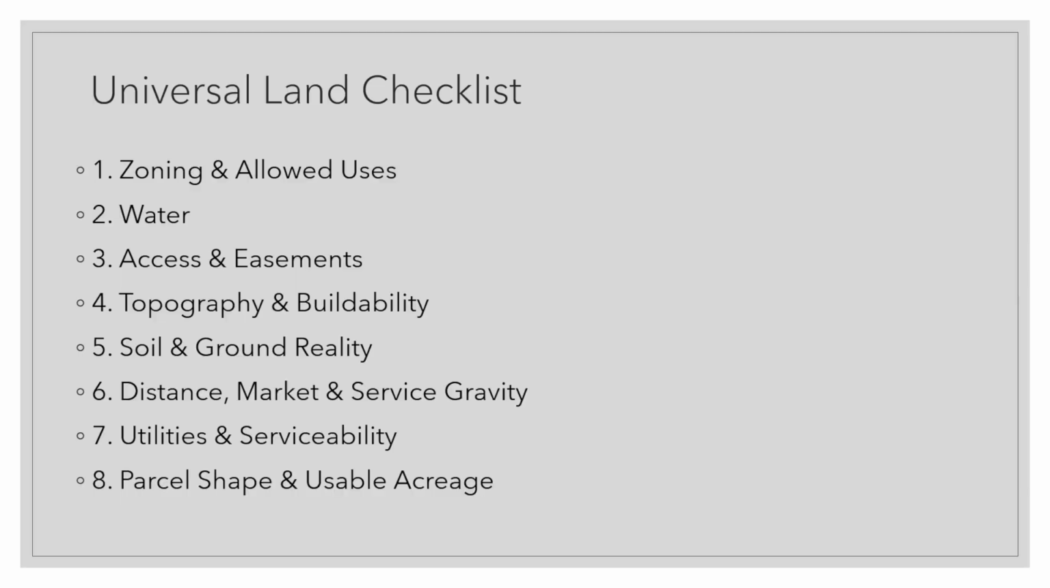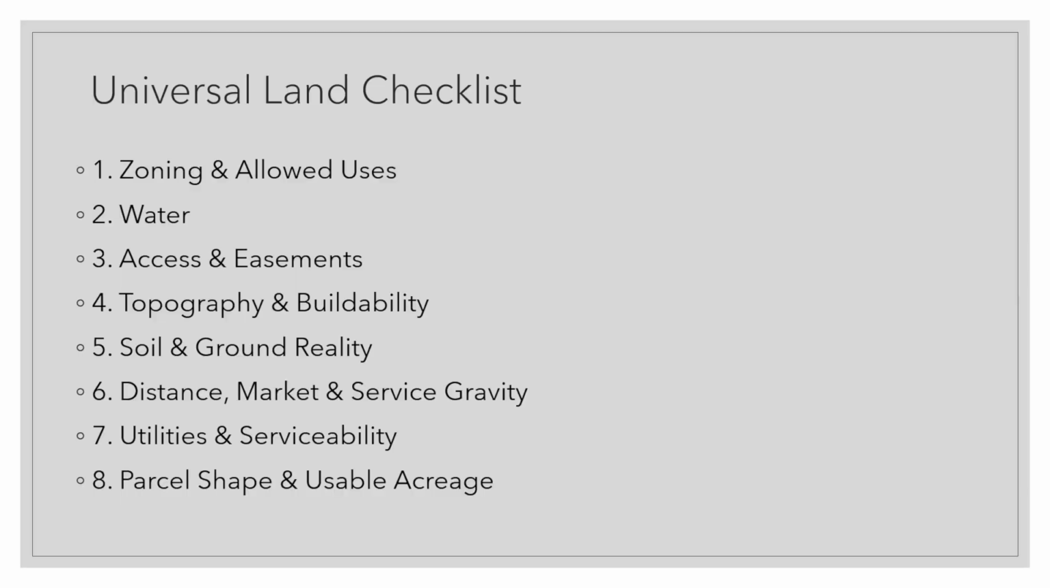Farming doesn't start with your crops. It starts with a plot. The access, the soil, the topography, the water rights. So in this video, I'm going to be going over a universal land checklist that you can use to evaluate a plot before committing. Let's get started.